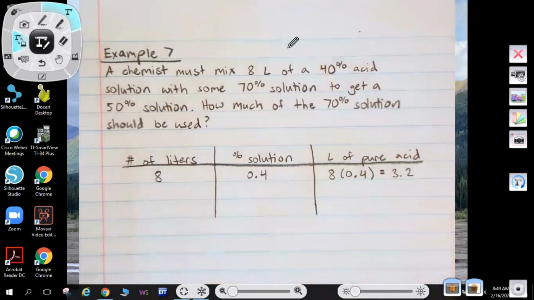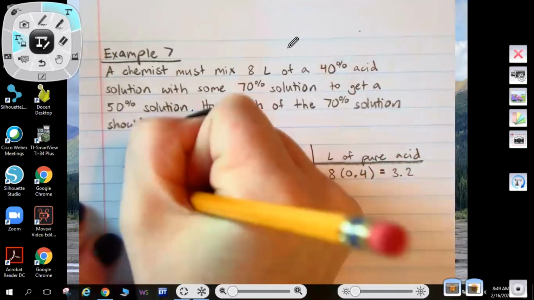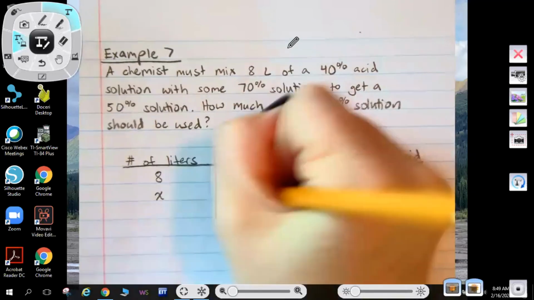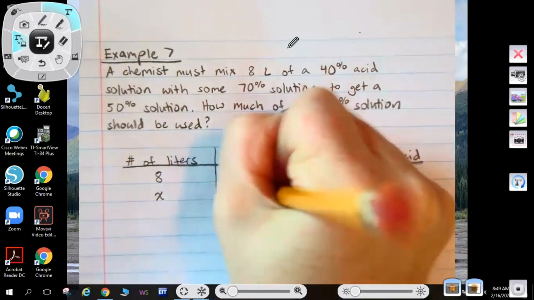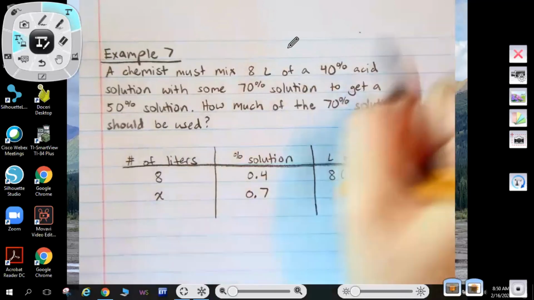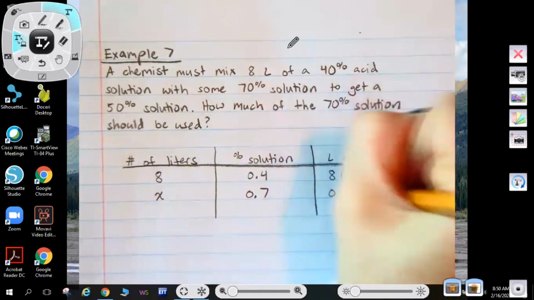The next thing it tells us is that they're going to mix that solution with some 70% solution. It doesn't tell us how much, so we'll use a variable. X number of liters, we don't know how many. We know the solution is 70%, which as a decimal is 0.7. So the liters of pure acid will be 0.7x.